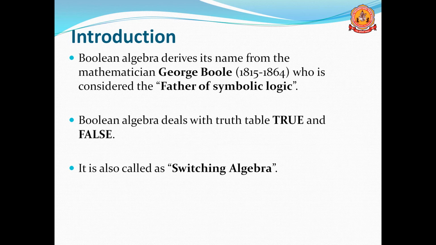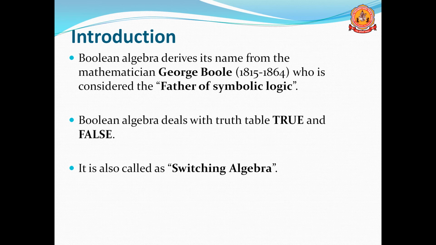Boolean algebra derives its name from the mathematician known as George Boole. So who discovered Boolean algebra? That is George Boole. George Boole discovered Boolean algebra, who lived from 1815 to 1864, and he is considered the father of symbolic logic. Nowadays we are using logic gates. Who is the father of that symbolic logic? That is George Boole.